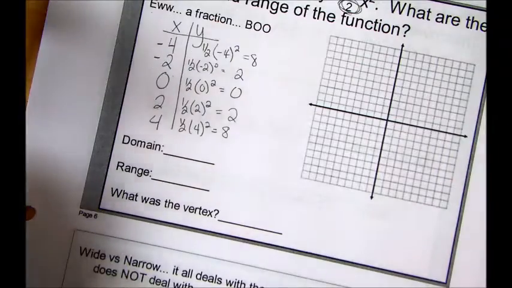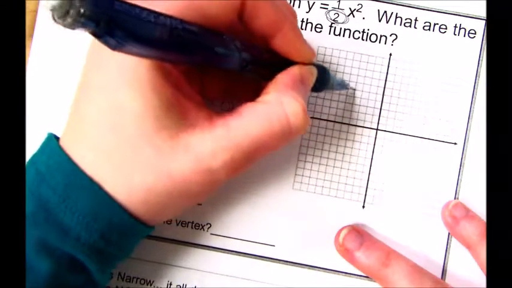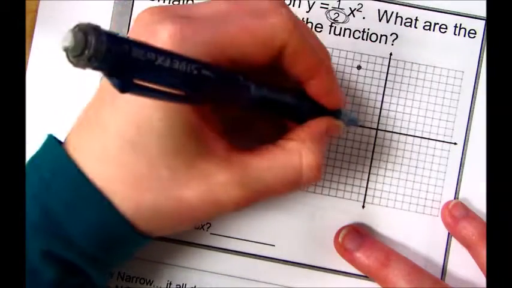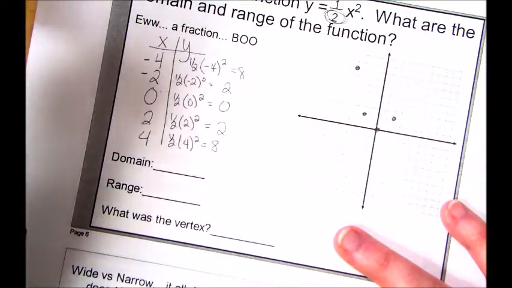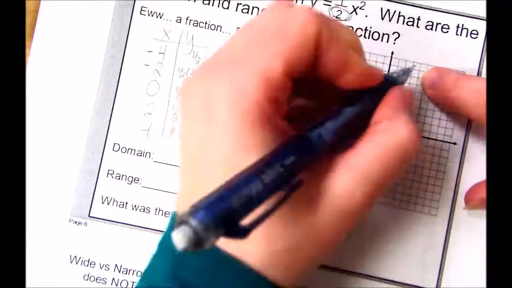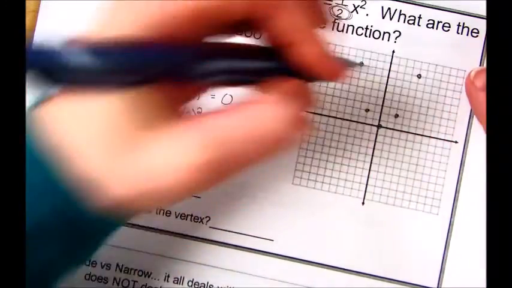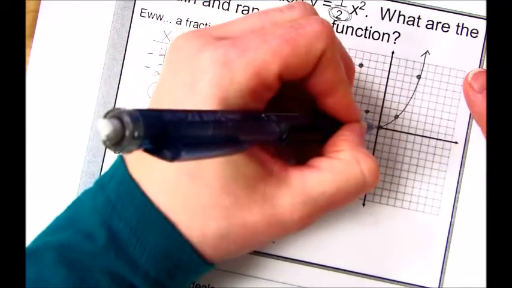Plot our points. -4, 8. 1, 2, 3. All right. Next point, -2, 2. 0, 0. 2, 2. And 4, 8. Do you see that beautiful U shape and it's perfectly reflected? That's exactly what you want to see. Make it look like a U. Do not make it look like a V.